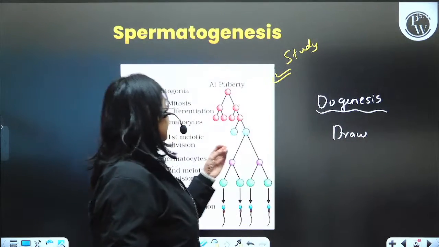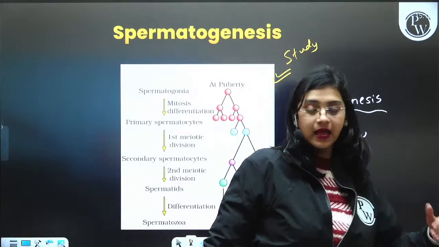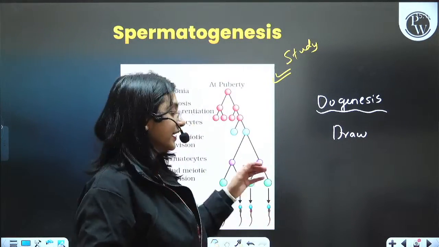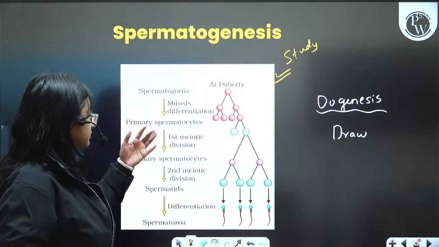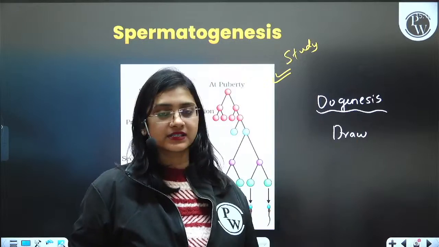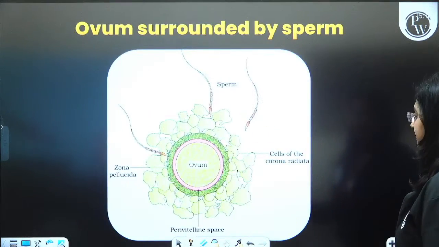It's very similar to spermatogenesis, but it happens in different phases. The phases are quite different. Spermatogenesis starts from puberty, but oogenesis starts from birth itself. So you should keep those things in mind. Okay, so these are some of the important diagrams.